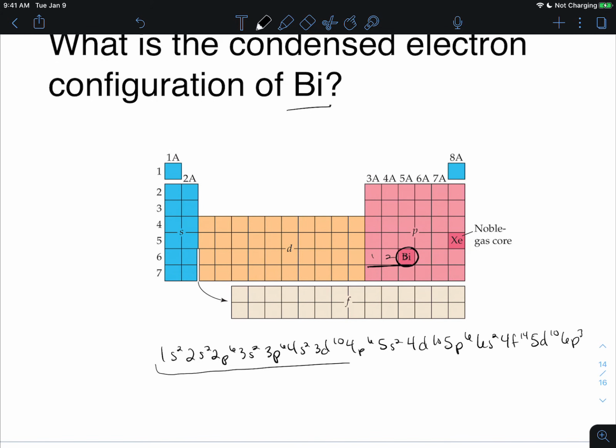Here, all of these electrons right here are described by xenon. So these are the same electrons, or the electron configuration of xenon. So we would just write xenon in brackets, and then everything beyond.